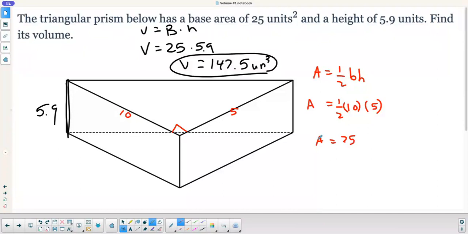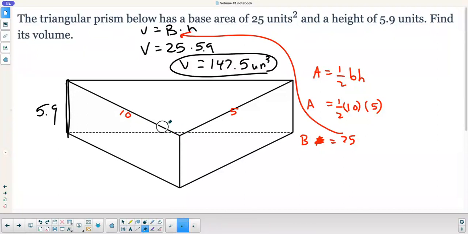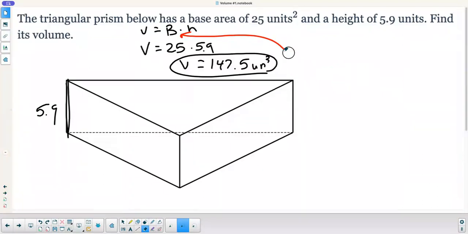25. But really that A there, I'm going to cross it off. That's the area of your base. So that would get plugged in right there in that situation. Okay. So I just want to make sure we understand this, no matter how the problem is presented to us.